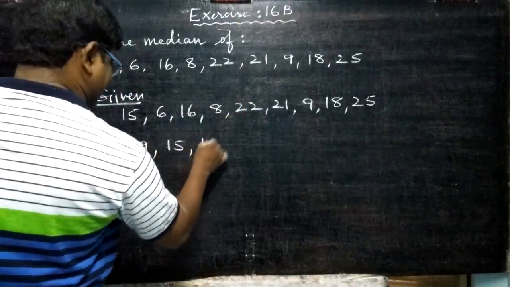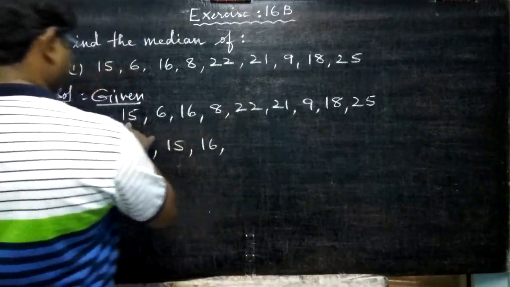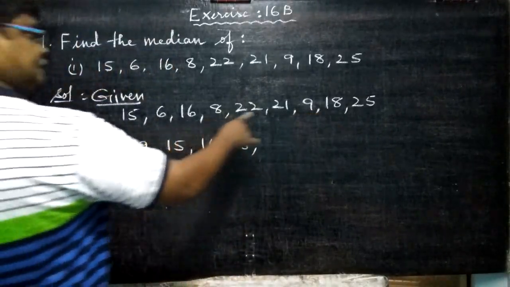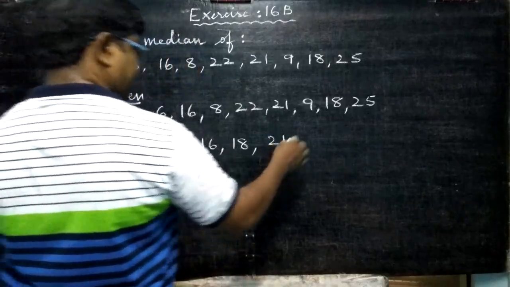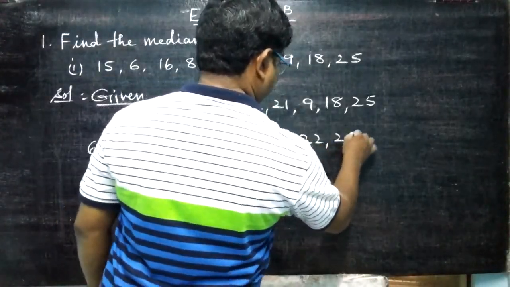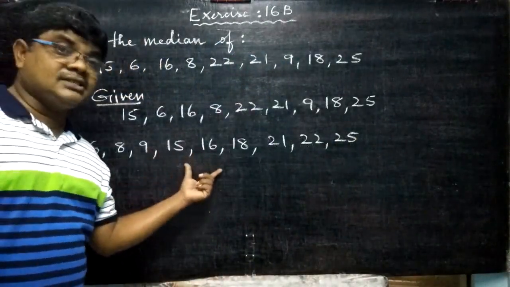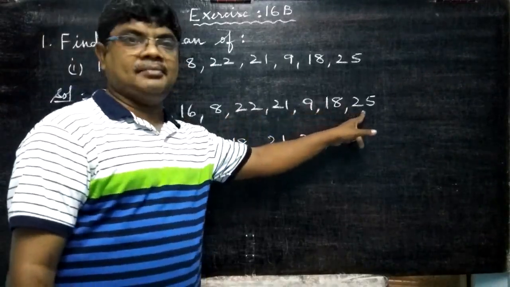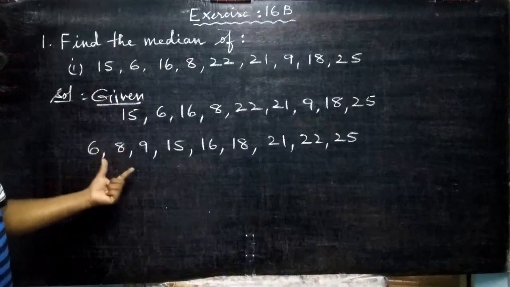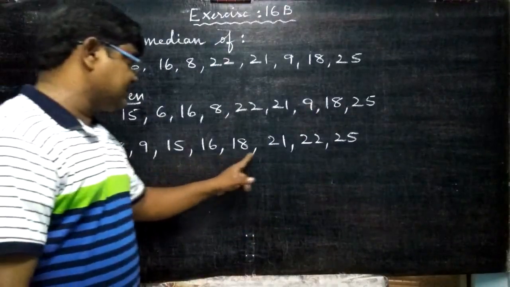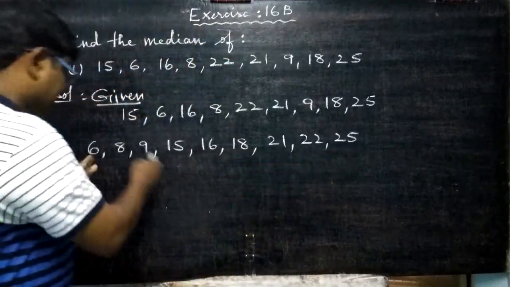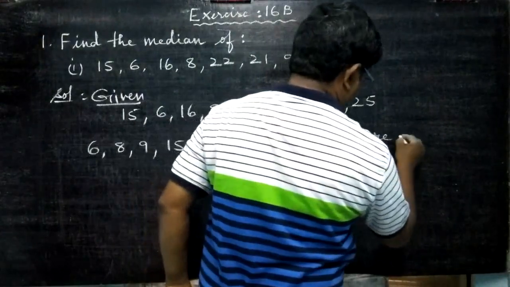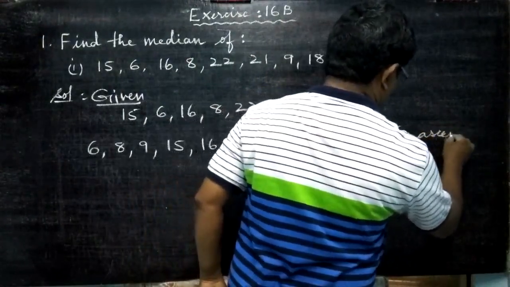Next 15, 16, 18, then 21, 22, 25. How to check whether all observations came or not? Count them: 1, 2, 3, 4, 5, 6, 7, 8, 9. They gave 9 observations, and here also we check 9 came: 1, 2, 3, 4, 5, 6, 7, 8, 9. So 9 and 9. Now they are in ascending order.